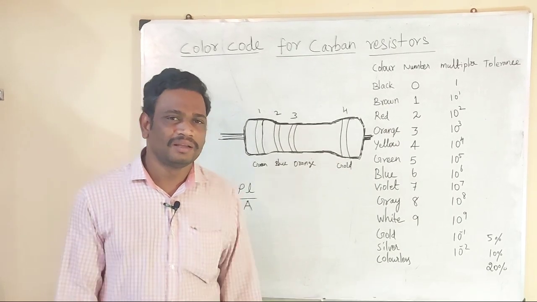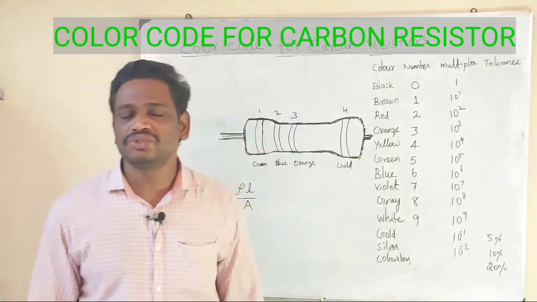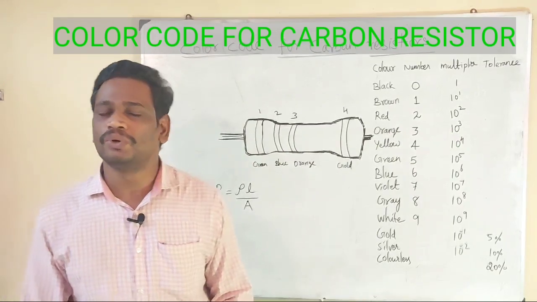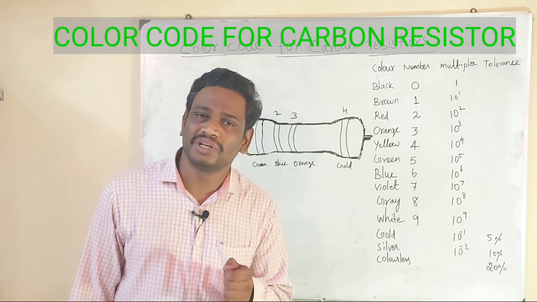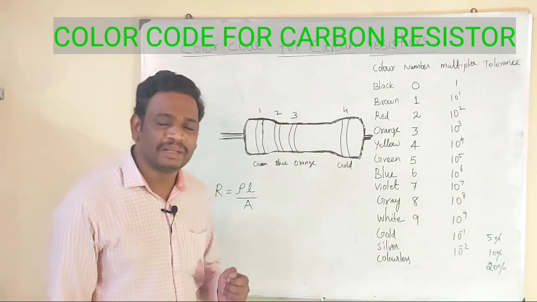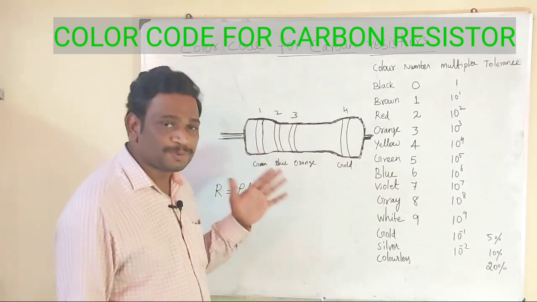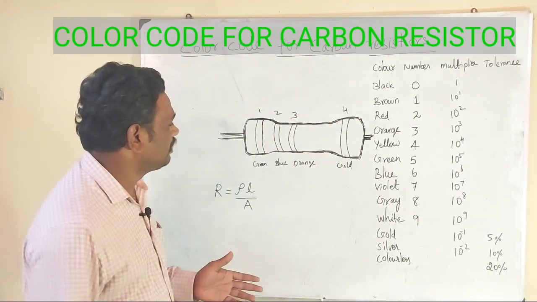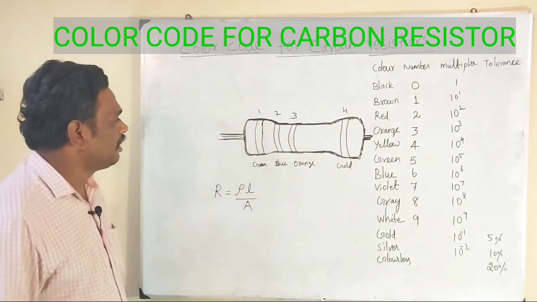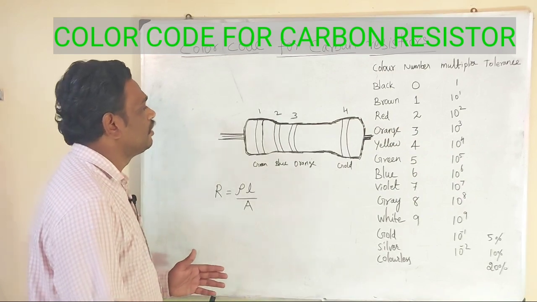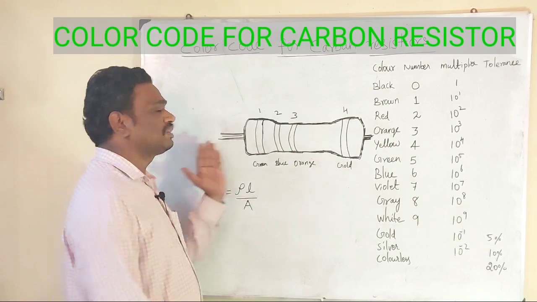Hello students, today I am going to discuss carbon resistors. A carbon resistor consists of a ceramic core. Ceramic is a type of material on which a thin crystalline layer of carbon is deposited. These types of resistors are inexpensive, more stable and compact in size, and the resistance of the resistor is indicated by color codes.